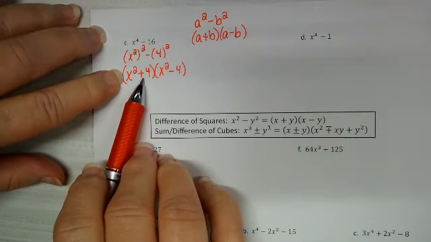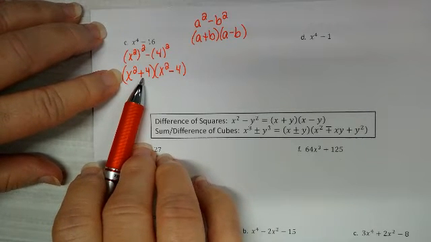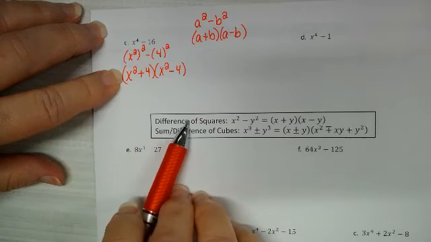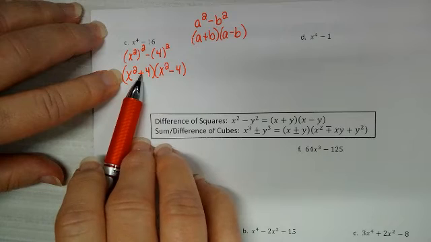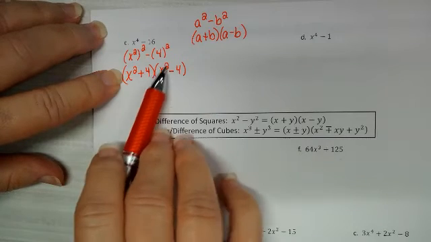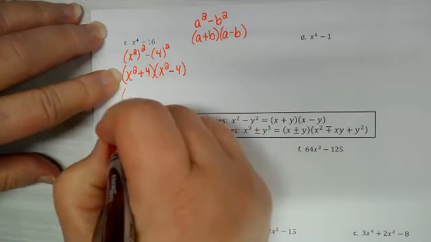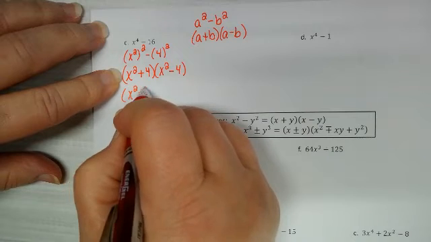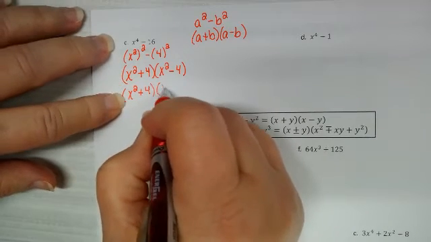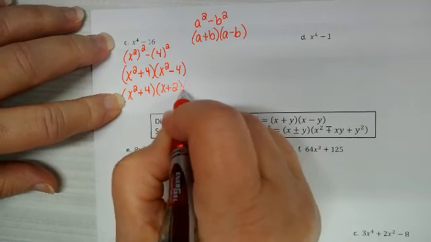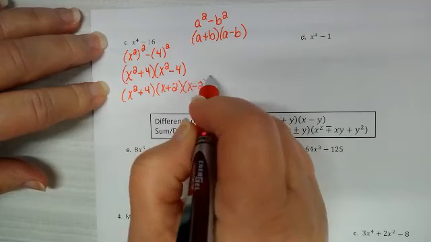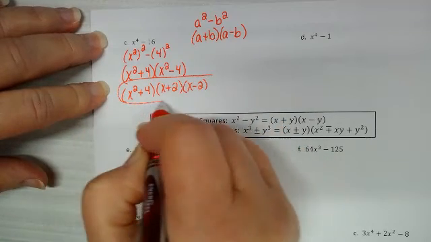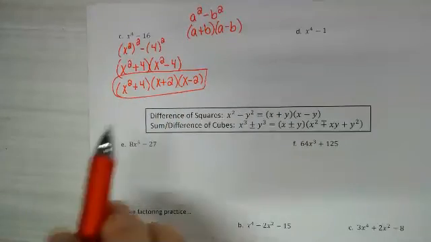Now this x squared plus 4 is done. It is not a difference of squares. There's a plus there. So that's done. X squared minus 4, however, can be broken down further. So that's x plus 2, x minus 2. And now I have factored completely.